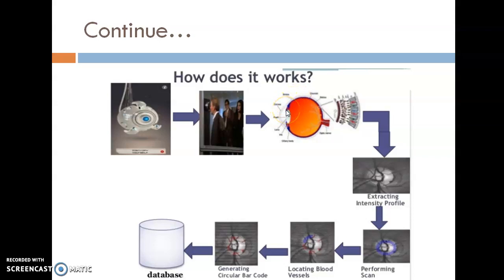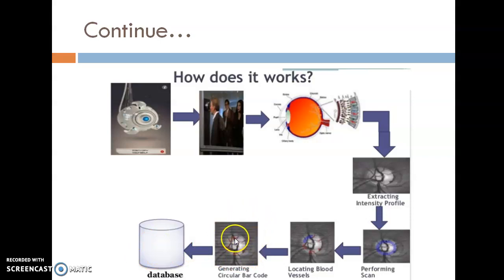The infrared beams coming from this particular scanner touch the retina of your eyes. After that, it extracts the intensity profile of the eyes and performs the scan. The architecture of blood vessels is different for everyone, so it locates the blood vessels and generates a circular barcode depending upon the architecture of the blood vessels.